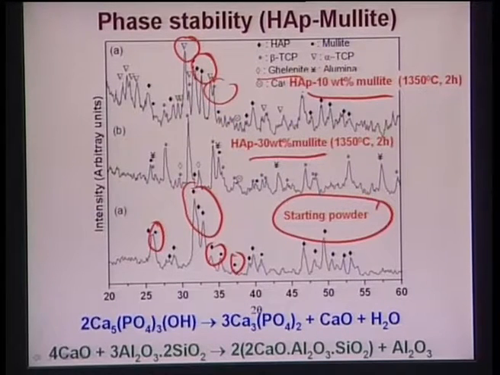Now, what is this gehlenite? Gehlenite is C2AS. C2AS means 2 calcium oxide, alumina and silica, that is a ternary compound. Now, you are starting with only hydroxyapatite and mullite. Now, when you are seeing that all these multiple phases are formed, what does it mean?